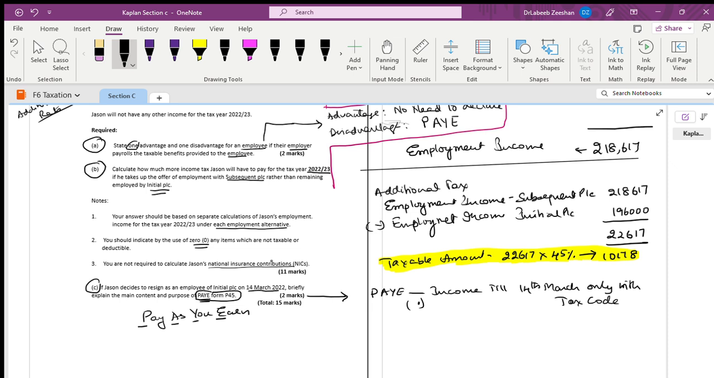They say that Jason decides to resign as an employee on 14th March. That's all. They are not talking about what happens subsequently. They are saying that if he resigns, you have to show the income till that date. That's all. That is the importance of the form. So it just shows the income until the day, 14th. That's it. Till the date of earning. Is it right? They say it is form P45. Is it right? It is form P45. Tax code. Okay. Yes.